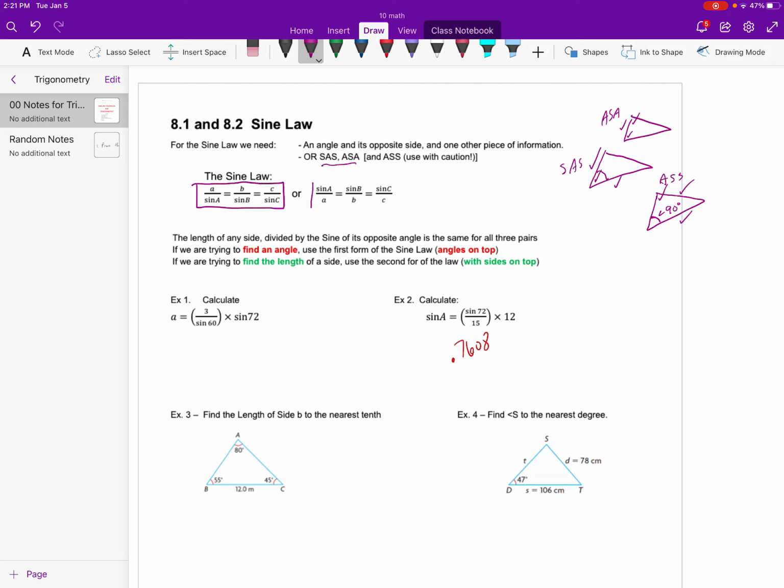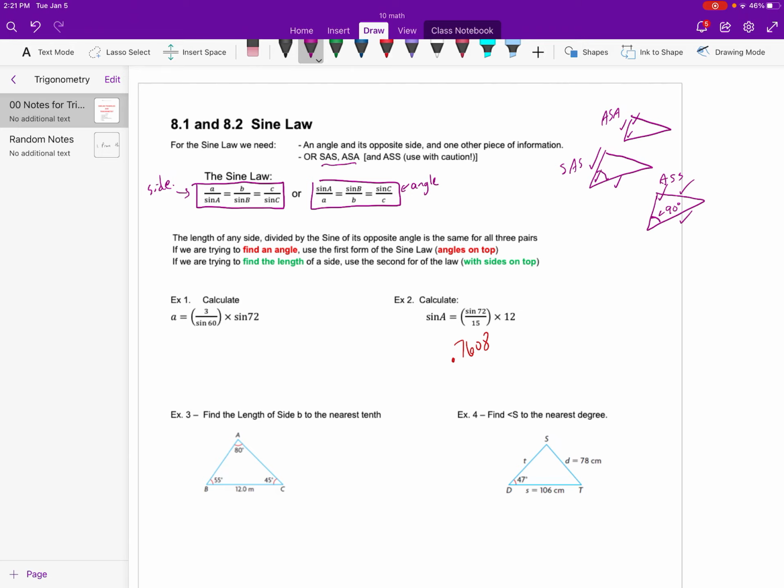If we are trying to find an angle, I like to use the one where you have the angle on top. So that's right here. So if I'm going to solve for an angle, I typically use this one. And if I want to solve for a side, I use this one. Honestly, it doesn't matter, but I like to make my work as simple as possible, and it will be simpler if you follow that idea.